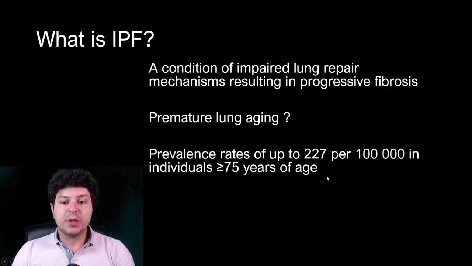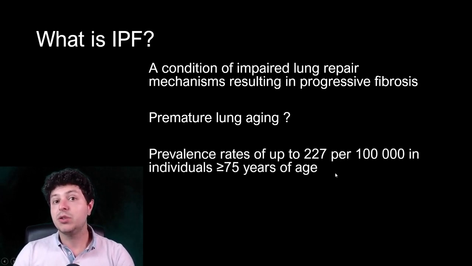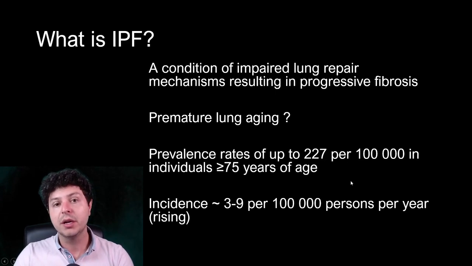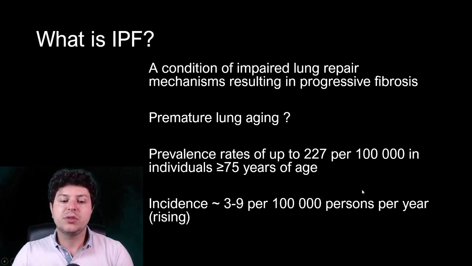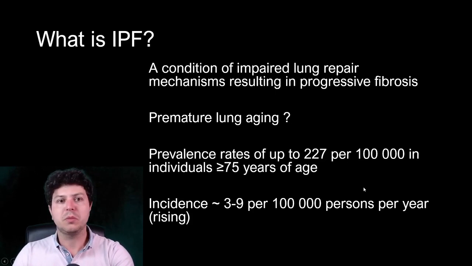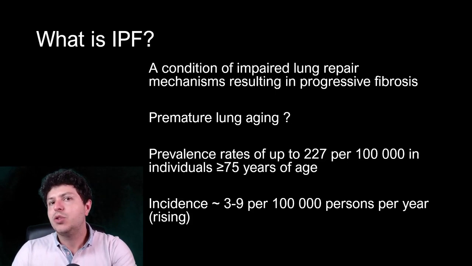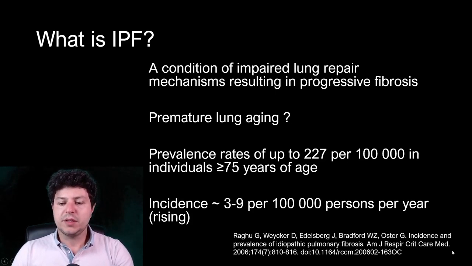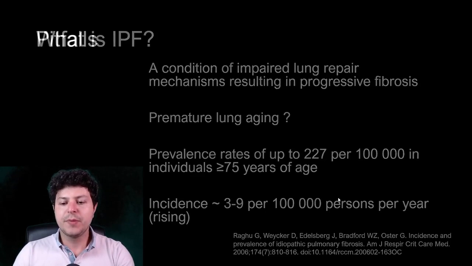The prevalence of IPF increases with age. So it's a condition of older age. The older we get, the prevalence increases. The incidence generally is about 3 to 9 per 100,000 per year. This incidence is also rising, and that may be in part due to better awareness of the condition and better diagnosis, more rapid diagnosis, but also there seems to be an increase that's not explained only by that. So these are things that are important to mention before. I have this article here. This is basically where you can find more information about the incidence and prevalence.